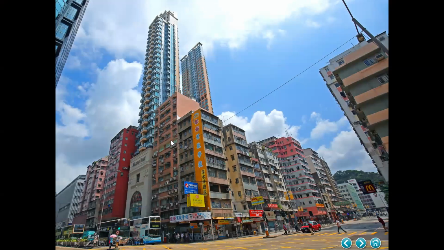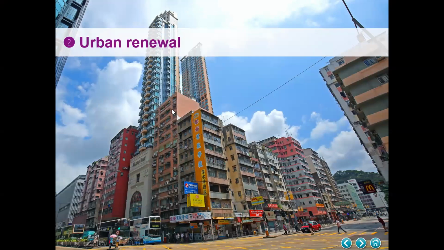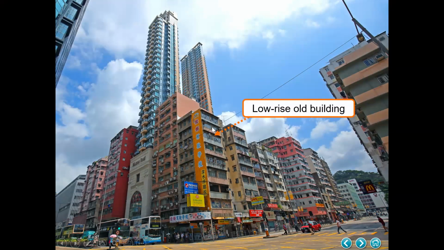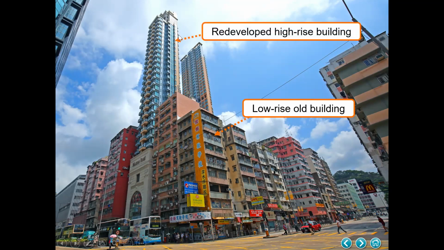Another way to solve the housing problem in the urban area is urban renewal. So this is Central Pole, and there are many old buildings in the inner city of Central Pole. And some of these old buildings are pulled down, and they are then redeveloped into high-rise buildings to provide more flats for people. But of course, these new buildings are very expensive. And this is a low-rise old building. And this is a redeveloped high-rise building.